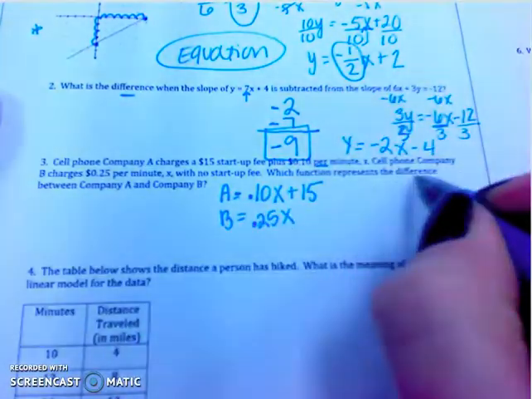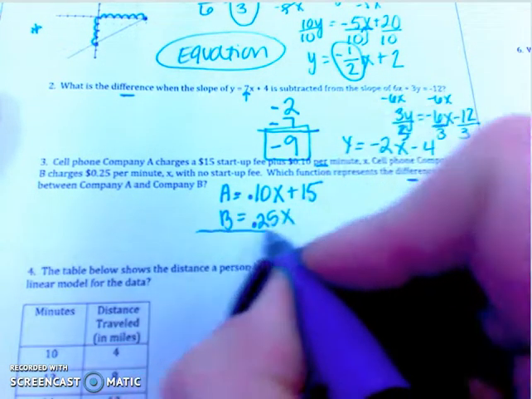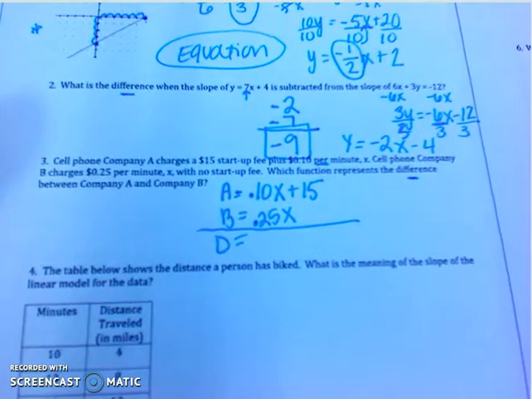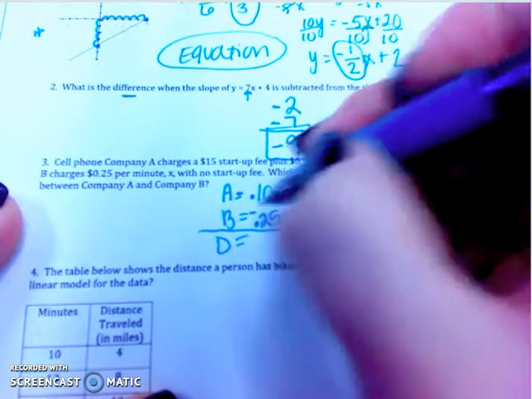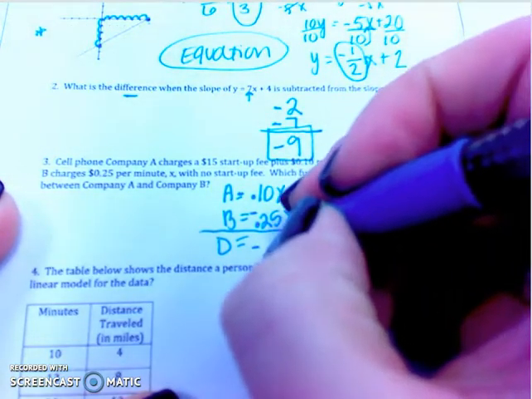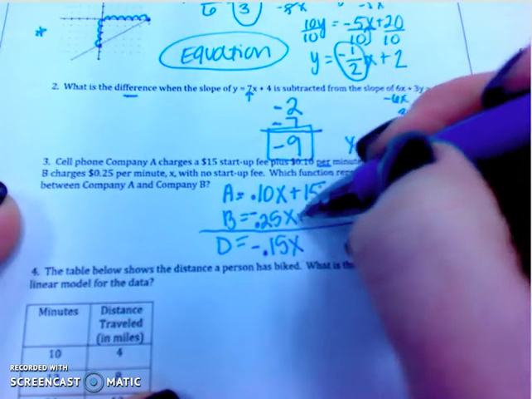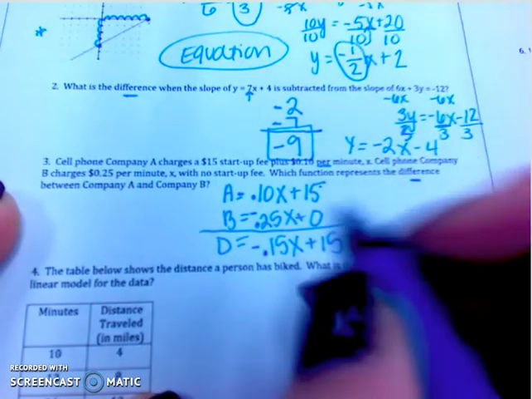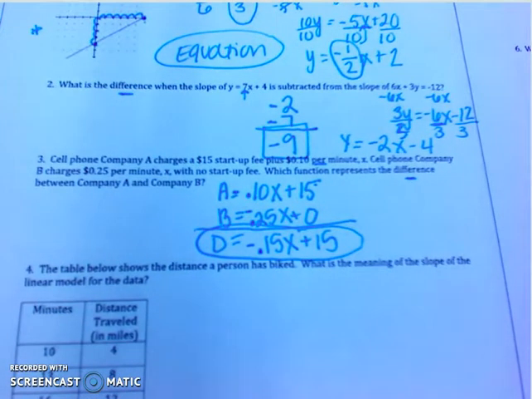Difference again, oh here it is, means to subtract. So I'm actually just going to subtract these two equations. I'm going to put D for difference. You could just also put y equals. All that stuff means y equals. 10 cents minus 25 cents is negative 15 cents x. 15 minus, there's no startup fee here, 15 minus 0 is 15. That's the difference between the functions. We just subtracted straight down.